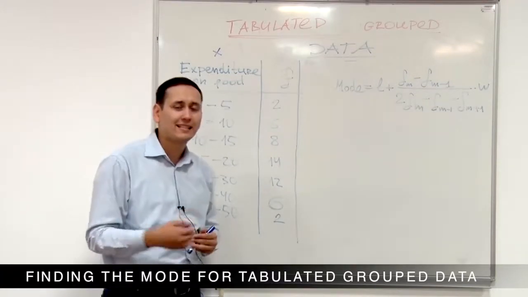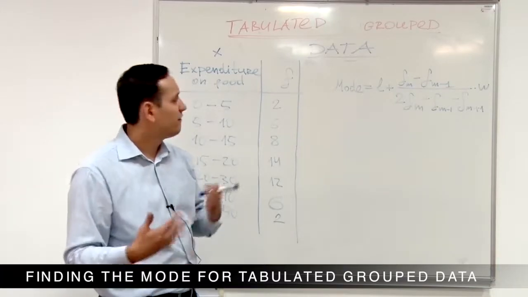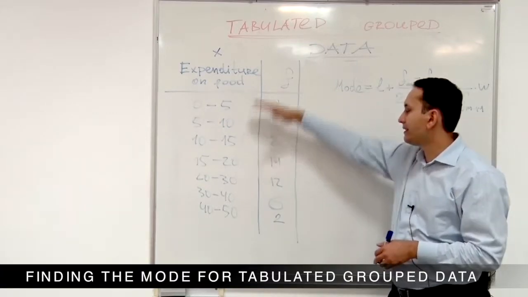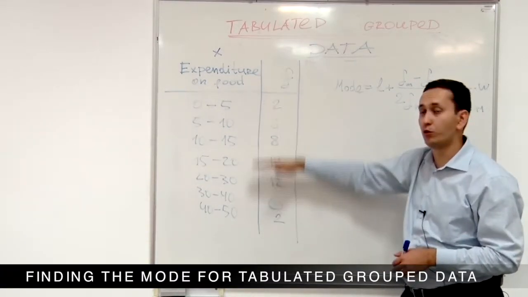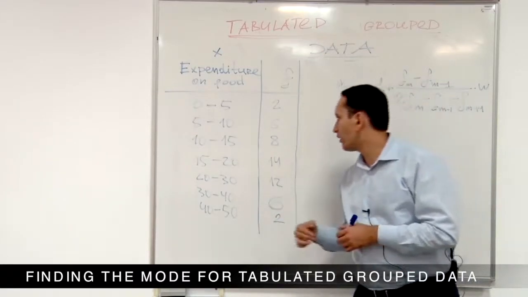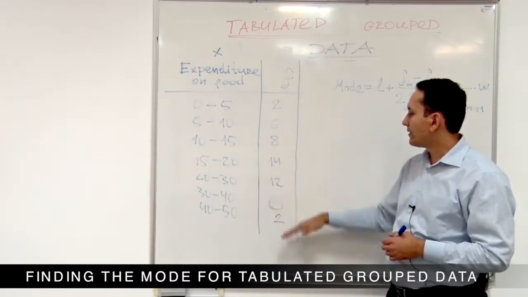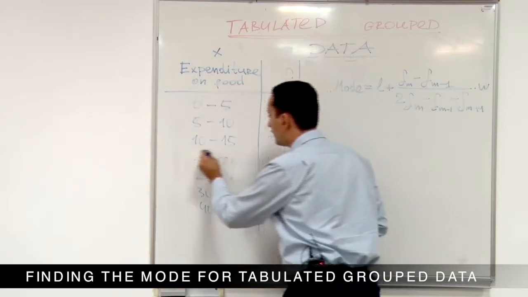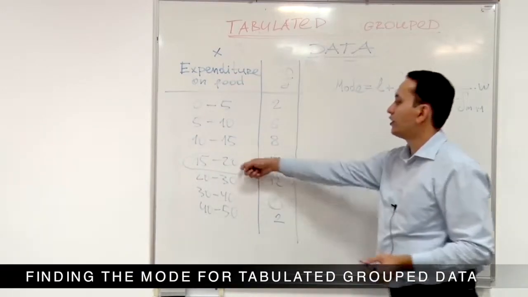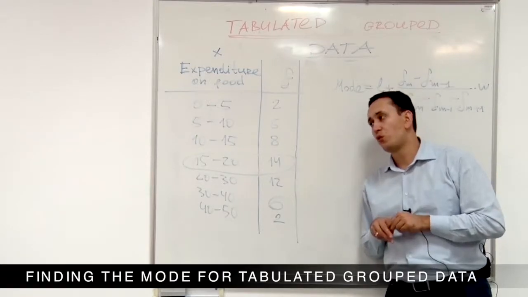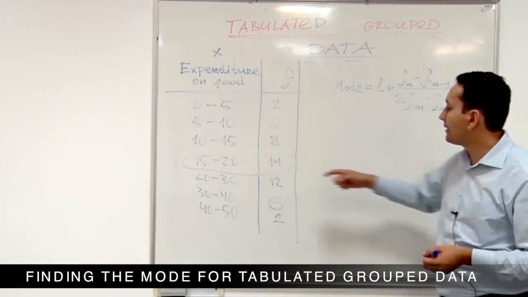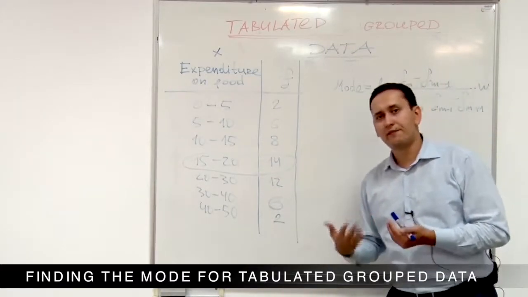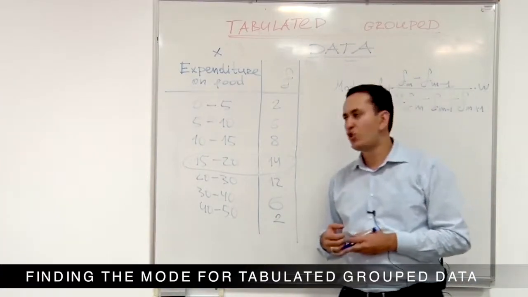Now, the question arises, how do we find the modal group? Just like we did in the previous examples, we find the group that has the highest frequency. The mode means the most frequent, which means the highest frequency. As you can see, the highest frequency is 14 right here. So 14, and this is the modal group from 15 to 20. We plug in the numbers from this table into the formula and find the mode for tabulated grouped data.